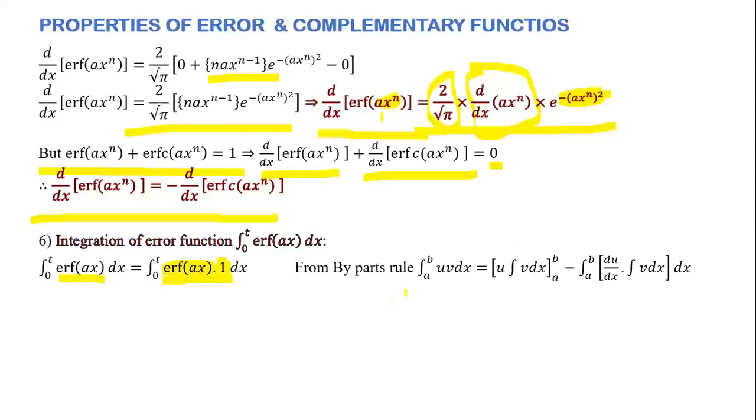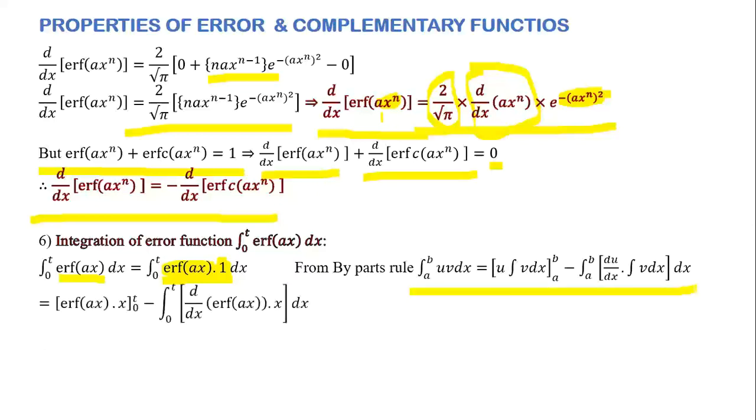So by parts rule, which I mentioned here, use this rule, we'll get the first function, that is error function of x as it is, multiplied by integration of second, the integration of 1 is x, where limits are from 0 to t, minus integration from 0 to t, derivative of first, that is d by dx of error function of x, multiplied by integration of second, into dx. This result is actually the by parts rule of integration, which I mentioned here, by parts rule for the definite case.